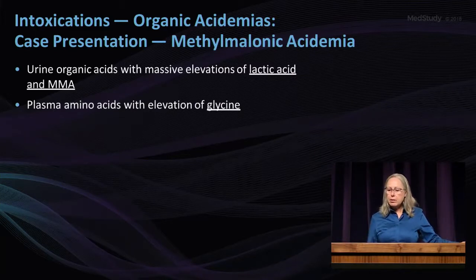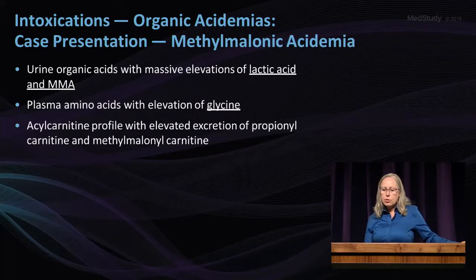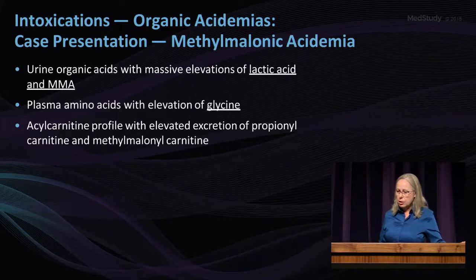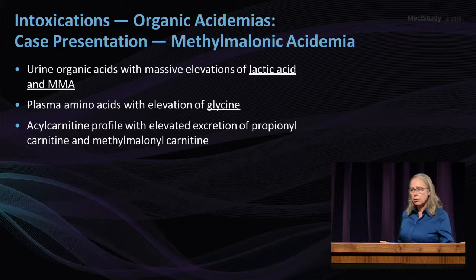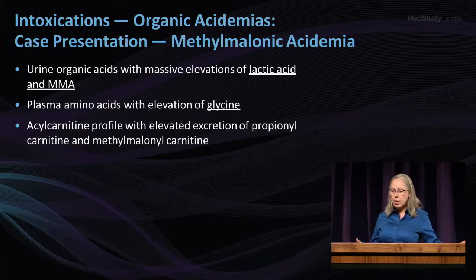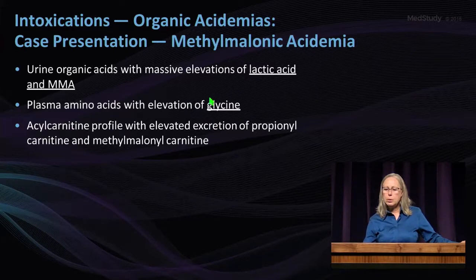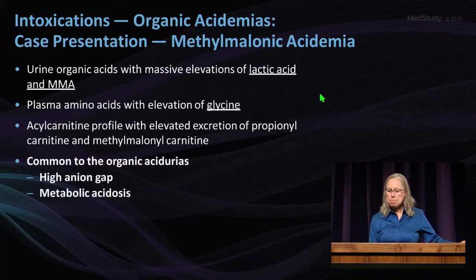The plasma amino acids showed elevations of glycine, and the acylcarnitine profile showed elevated excretion of propionyl carnitine and methylmalonyl carnitine. So your plasma amino acids showed it, your urine organic acids showed it, and your acylcarnitine showed it. Remember, we talked about non-ketotic hyperglycinemia. This is ketotic hyperglycinemia. Here's the elevation of glycine, but you're throwing off a bunch of lactic acid and methylmalonic acid.